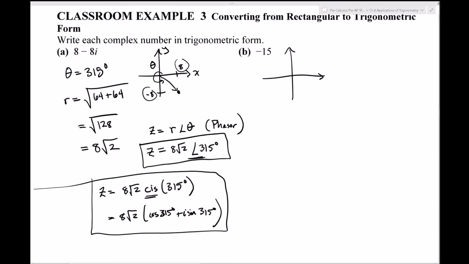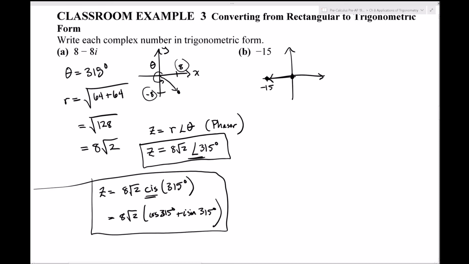So if I graph it, where's negative 15 on the coordinate plane? Remember, negative 15 is a real number. There's no imaginary part to it. And if it's a real number, it goes on the x-axis. And because it's negative, it's on the left side. So negative 15 this way. And that's literally the point. So it's this vector stemming from here.